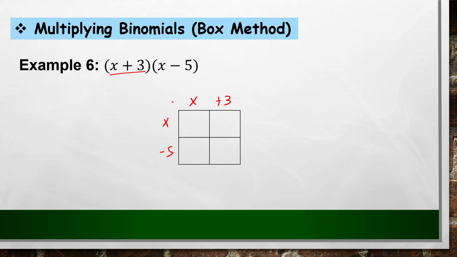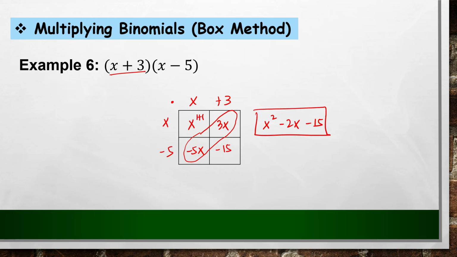So I'll just put the times here. I'll put a dot so that you will not be confused. So x times x is x squared. 3 times x, that would be 3x. x times negative 5 is negative 5x. 3 times negative 5 is negative 15. And normally the terms in the diagonals are the ones that we need to combine because they are similar. So this final answer is x squared minus 2x. Negative 5 plus 3 is negative 2. Minus 15.